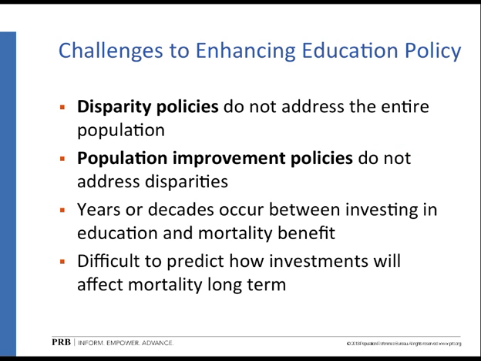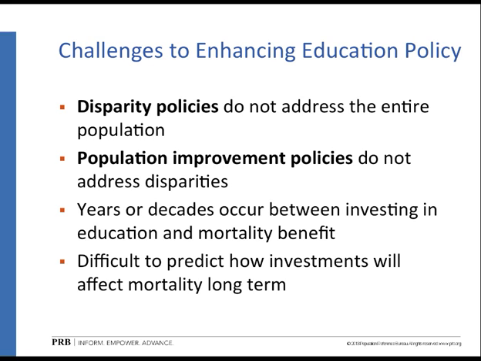So neither approach is ideal, and there are some important challenges to enhancing education policy. From the first example, disparity policies do not address the entire population. We're specifically targeting people with the lowest level of education. Again, in the example that I provided, this could be minority men. In the second example, population improvement policies do address the entire population, but they do not address the disparity. We're simply looking to improve educational attainment overall, and thus increase life expectancy overall.